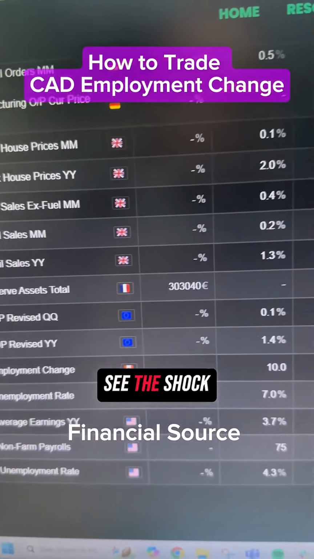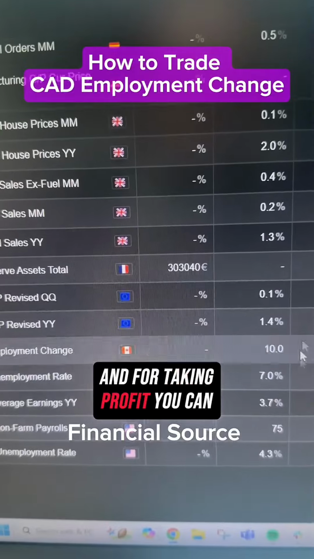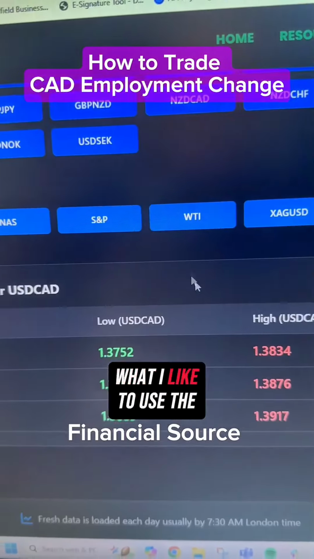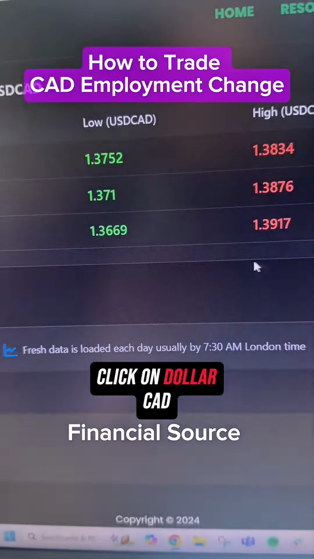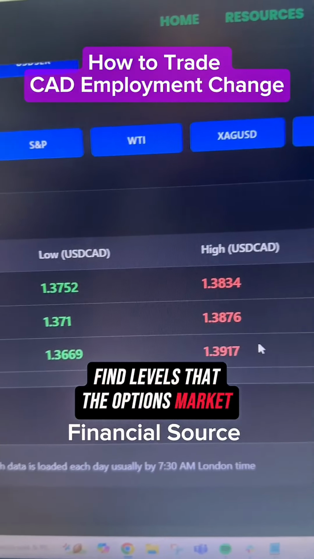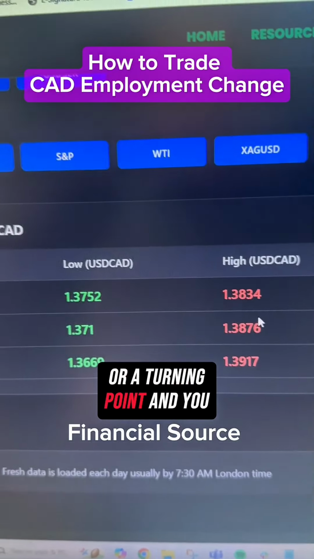Jump in as soon as you see the shock, have your currencies paired. So you've got strength and weakness. Then for taking profit, you can use support resistance. I like to use the options market. So you can go here to our implied volatility indicator, click on dollar CAD, find levels that the options market is saying, hey, this is probably an area of exhaustion or a turning point, and you can go from there.